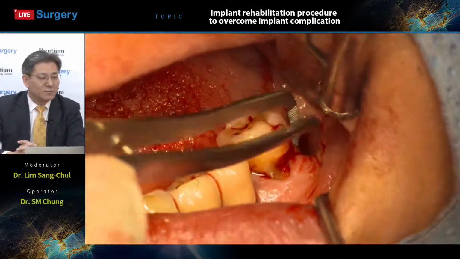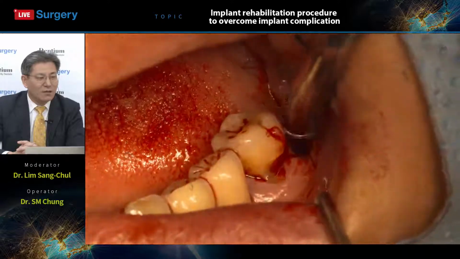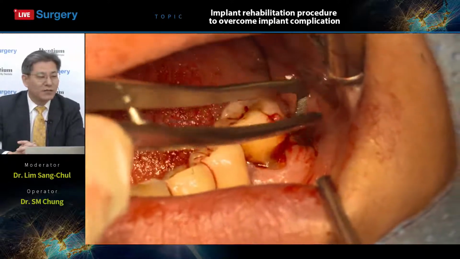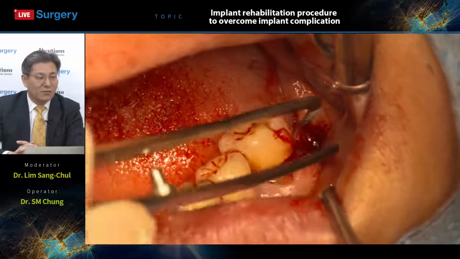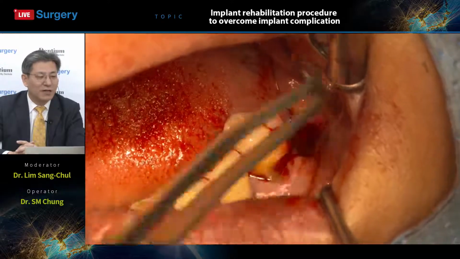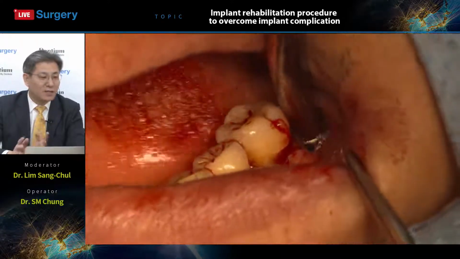So, if I have a chance to do this kind of removing case, I want to try the same method as Dr. Zhang's.